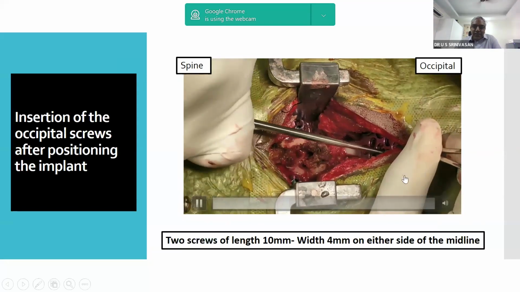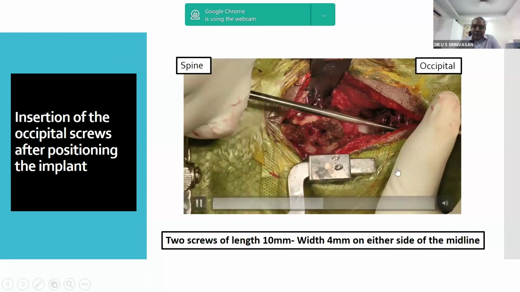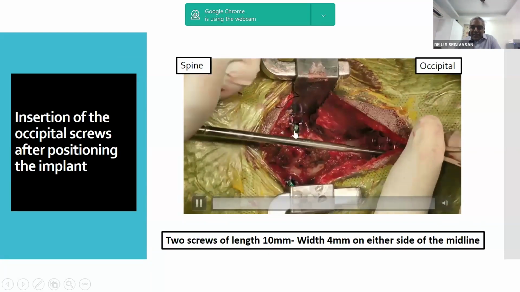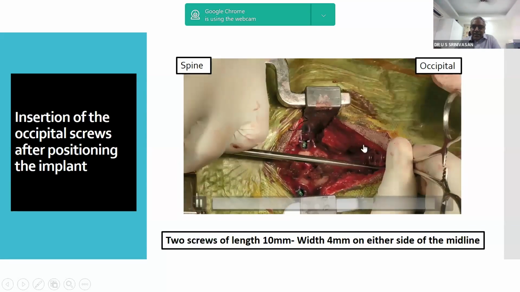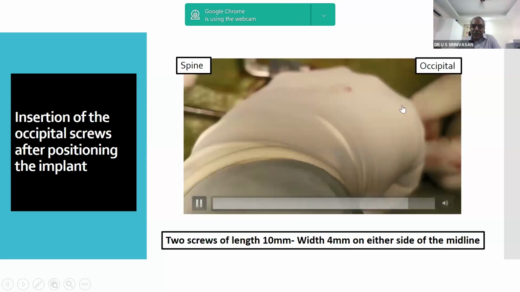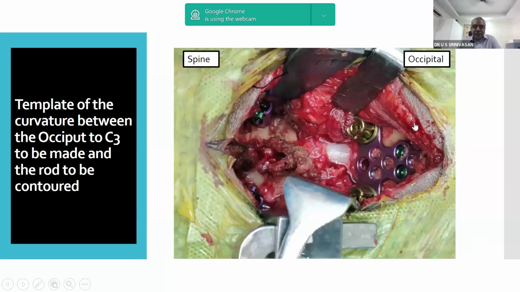Then I use this 10 millimeter length, 4 millimeter width on either side of the midline. Other slots are useless because this should be parallel, exactly in line with it. It cannot be just like that. You can put a rectangle, triangular or rhomboid shape. Then a template was made using that, and the rod was contoured to suit it.